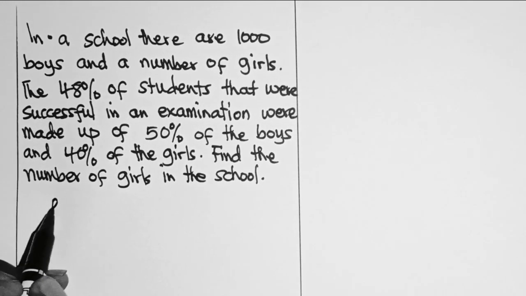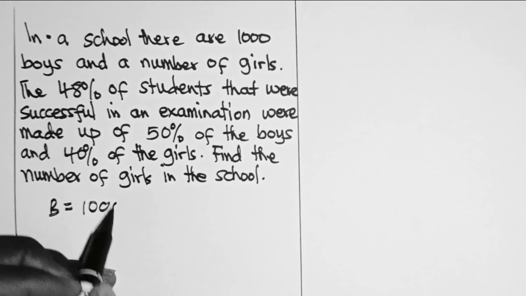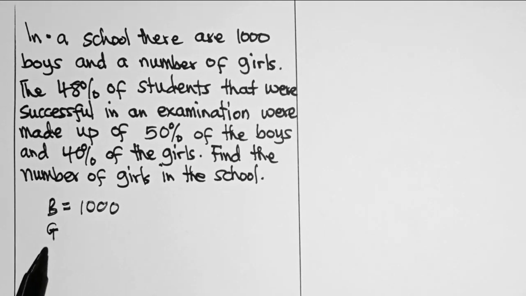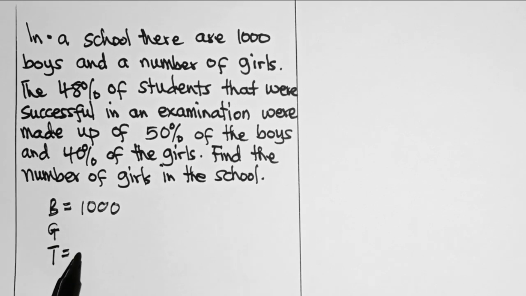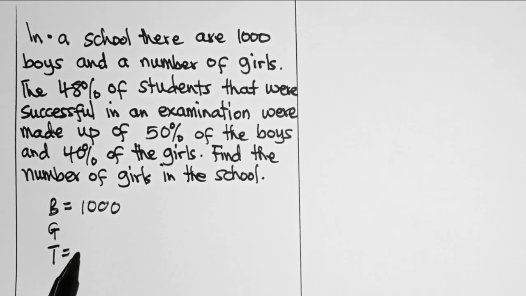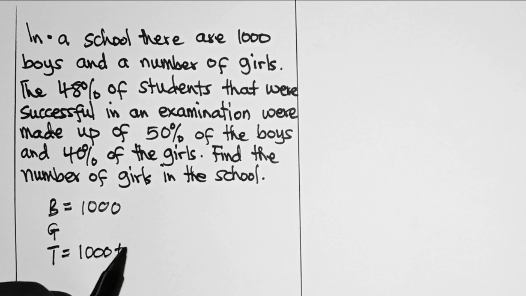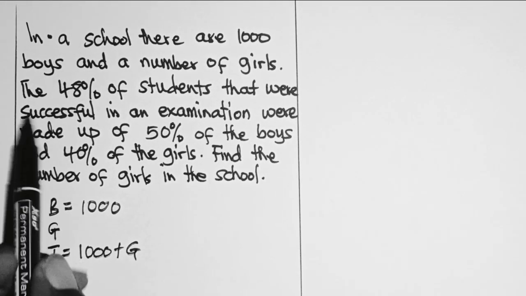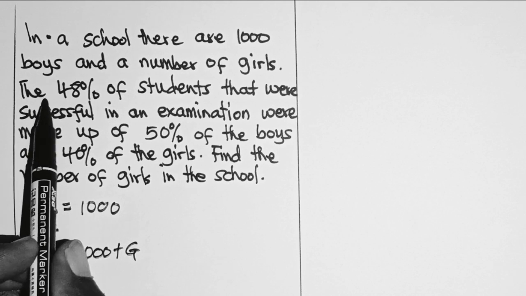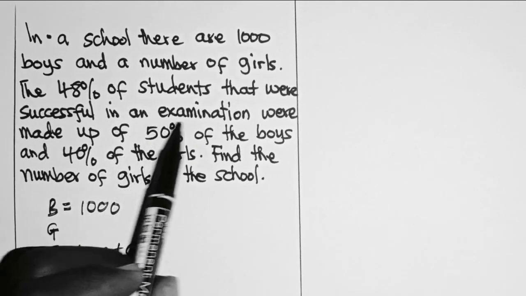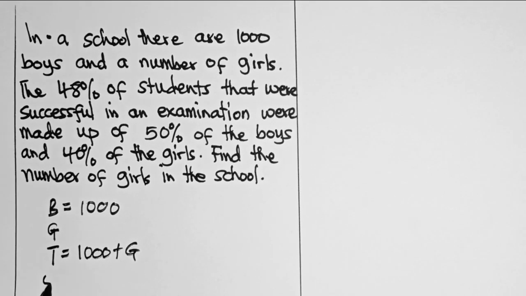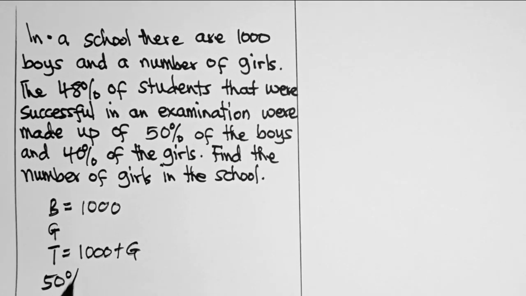So the number of boys in the school is 1,000. So let's let J be the number of girls. The total number of students in the school is equal to boys plus girls, which is equal to 1,000 plus J. Then now, the question says the 48% of students that were successful in the examination were made up of 50% of the boys. So we will need to find 50% of 1,000.